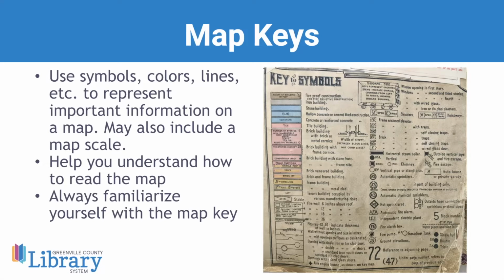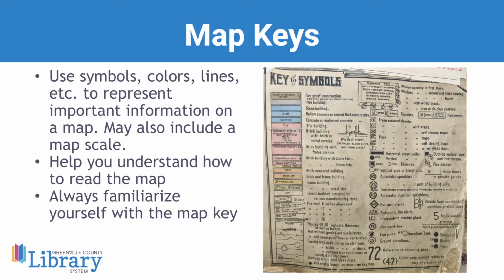And with this key, this is what I was talking about, how part of what Sanborn was for was to show what buildings were constructed of. You can see all the different colors represent the different types of materials. And then you also have additional symbols that go along with those maps. So always try to familiarize yourself with the map key so that you can understand what the map is telling you instead of trying to guess what it's saying.